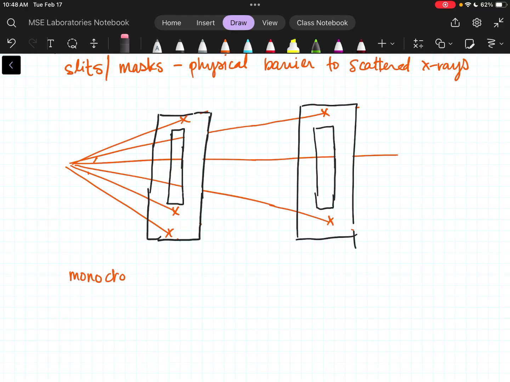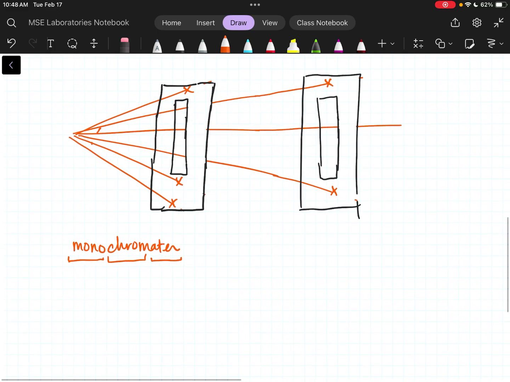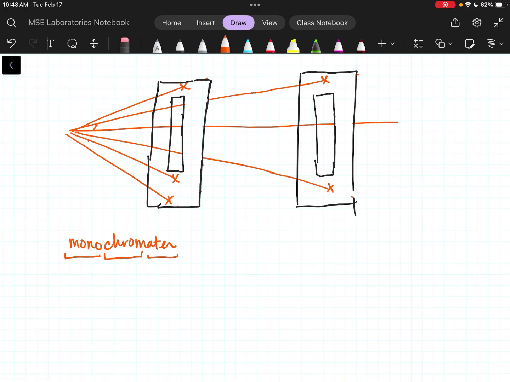Another refinement that often happens is a monochromator. A monochromator: mono meaning one, chrom meaning color, and -ator being a suffix of doing. What this is going to do is make sure we have only one wavelength of light.